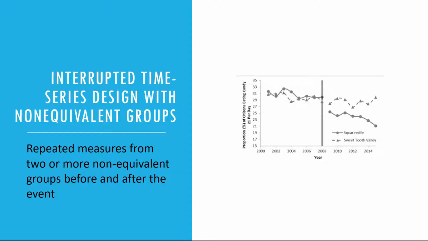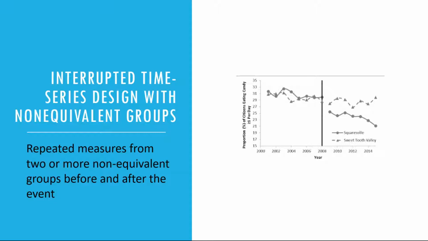Interrupted time series design with non-equivalent groups. One way to improve upon the interrupted time series design is to add a control group. The interrupted time series design with non-equivalent groups involves taking a set of measurements at intervals over a period of time, both before and after an intervention of interest, in two or more non-equivalent groups.